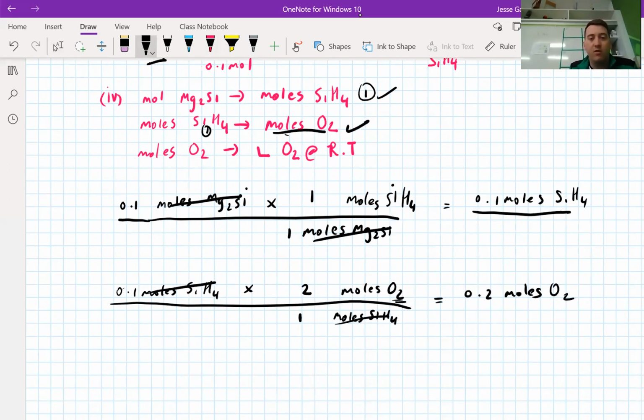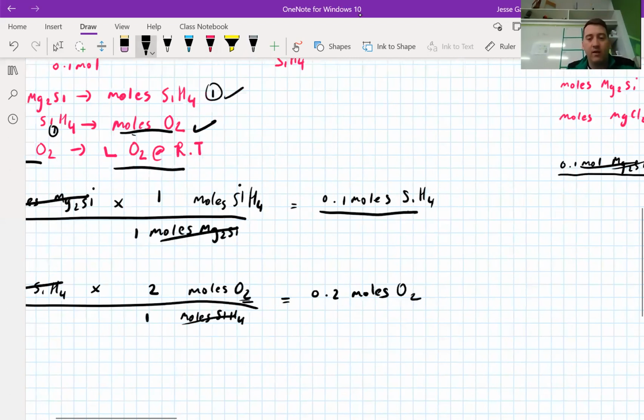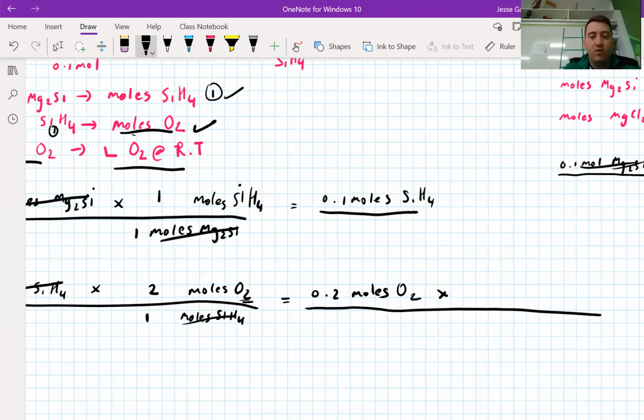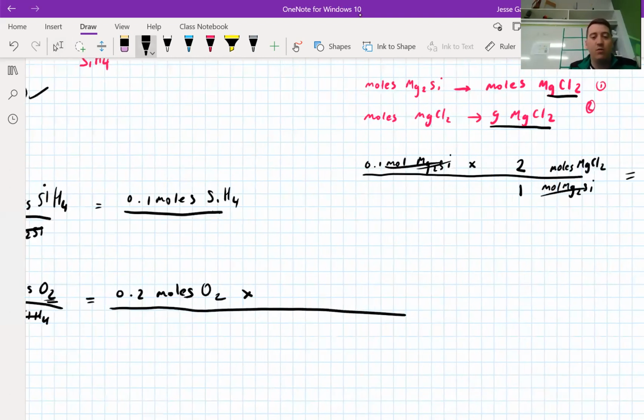We now want to go from moles of O2 to liters of O2. So I'm going to just continue this on over here. I'm going to go between moles of O2 and liters of O2 at room temperature. So pause the video, and we're going to put moles of O2 and liters of O2. Make sure you put them on the correct side, either in the numerator or the denominator. Pause the video, do that now. Okay, what we should have done here is moles of O2 on the bottom, so they cancel with that, and liters of O2 at room temperature up here.